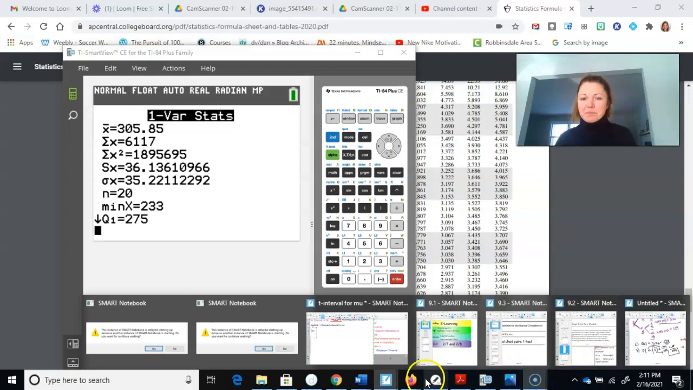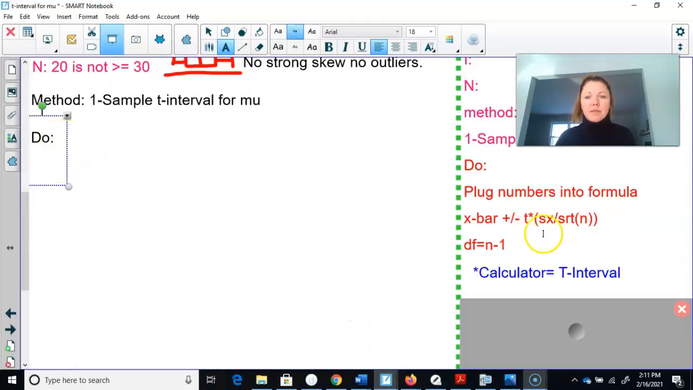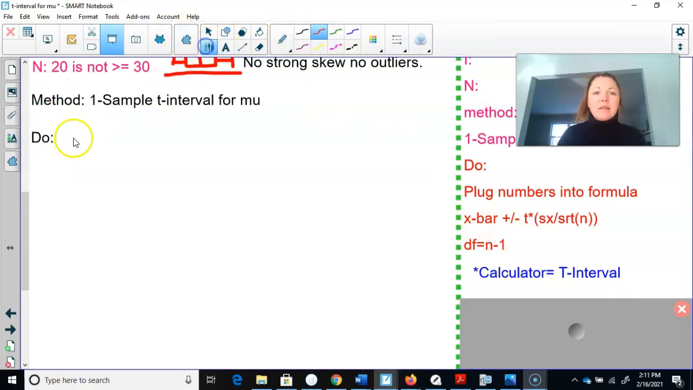So I know that my X bar is 305.85. Okay, X bar is 305.85, so I'm going to write that out. Plus or minus my T star. I'm going to leave that blank right now. I'm going to do my standard deviation first. That Sx divided by the square root of n.